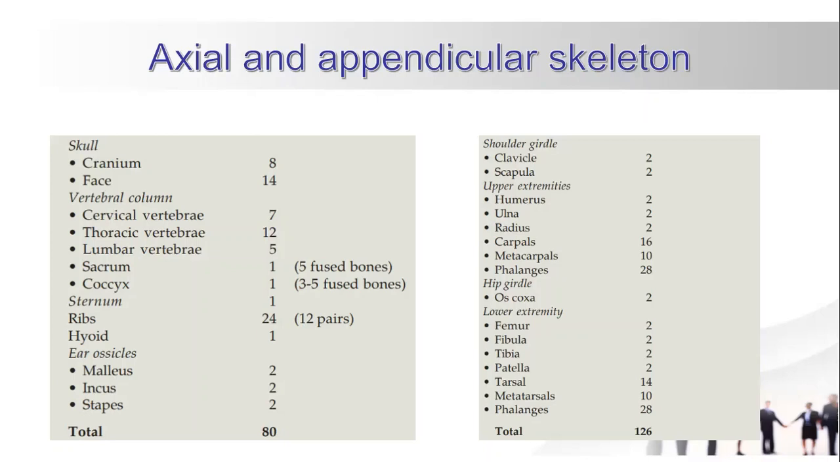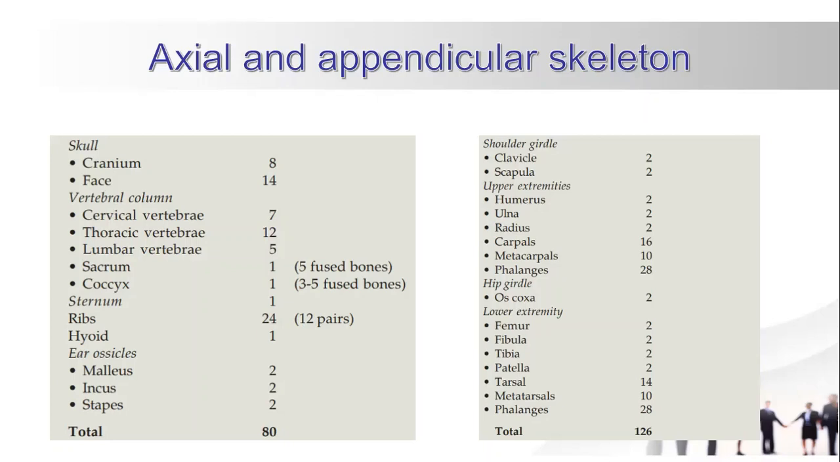While on this other side, the bones of the appendicular skeleton, we have the shoulder girdle. Starting from the clavicle, we have 2 bones. Scapula, we have 2 bones. The upper extremities: humerus consists of 2 bones. Ulna, 2 bones. Radius, 2 bones. That's the right and the left, 1 and 1, which brings it up to 2 bones. These are in pairs: humerus, ulna, and radius.